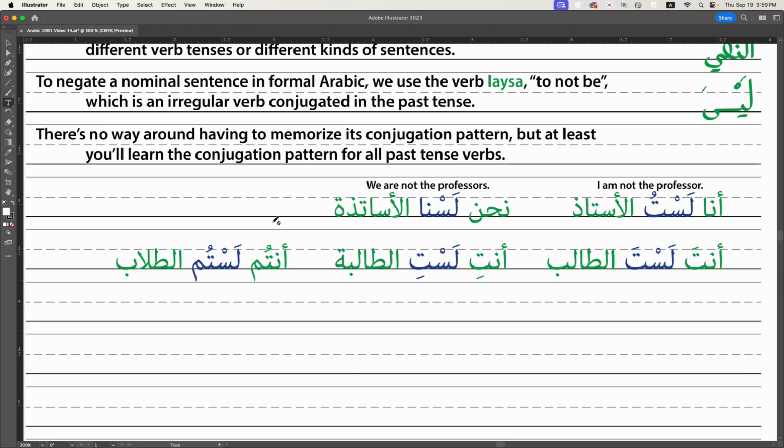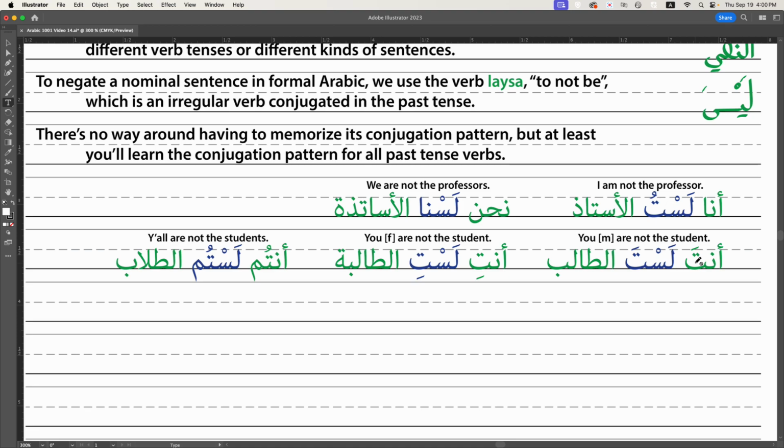If we want to go for the second person, you here, we're going to say anta, masculine singular you, lesta, it rhymes, at-talib, you are not the student. And anti, feminine singular you, lesti, it rhymes, at-taliba, the student. And we're going to say antum, y'all, because I live in Georgia, lestum, it rhymes, at-tulab, the students. So they rhyme for the second person forms, and that makes it a little bit easier to remember.